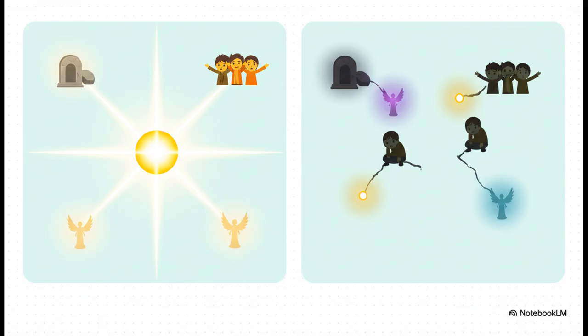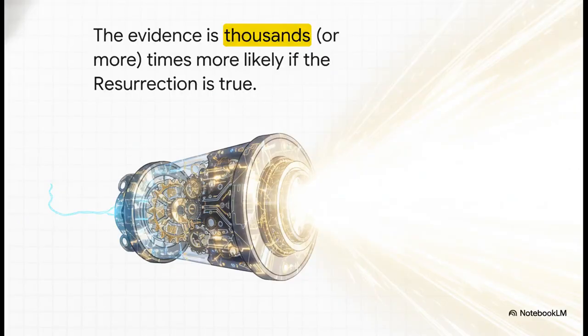Now think about the other theories, like maybe it was a mass hallucination, or someone stole the body. Swinburne's point is that those might explain one piece of the puzzle, but they just can't explain all of them together like the resurrection hypothesis can. So the big question is, just how much better is this explanation? Well, according to Swinburne's math, the evidence we have is not just a little more likely if the resurrection is true. We're talking thousands of times more likely. In the world of Bayes' theorem, this is what's known as the likelihood ratio, and it's basically a giant amplifier that's about to be applied to our final number.